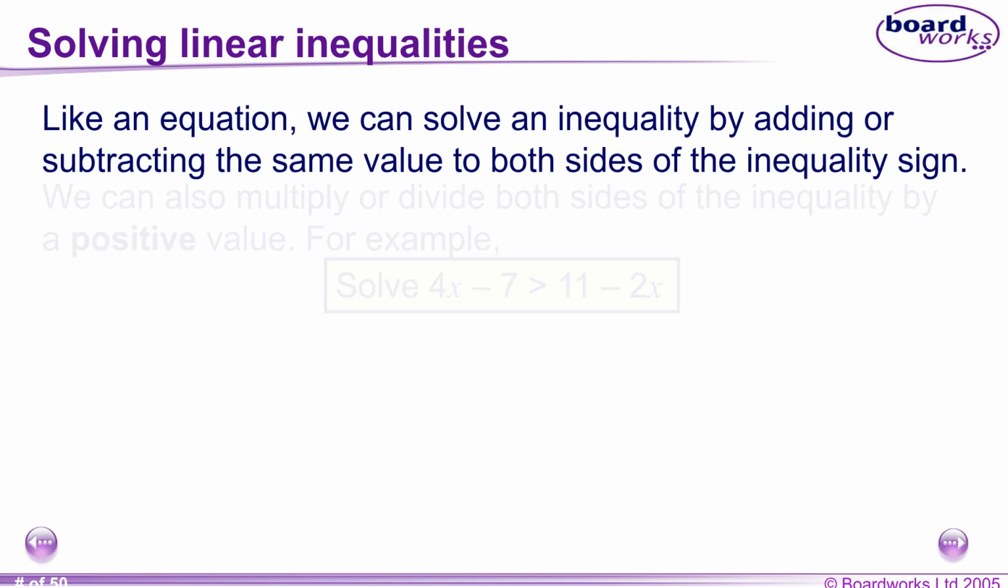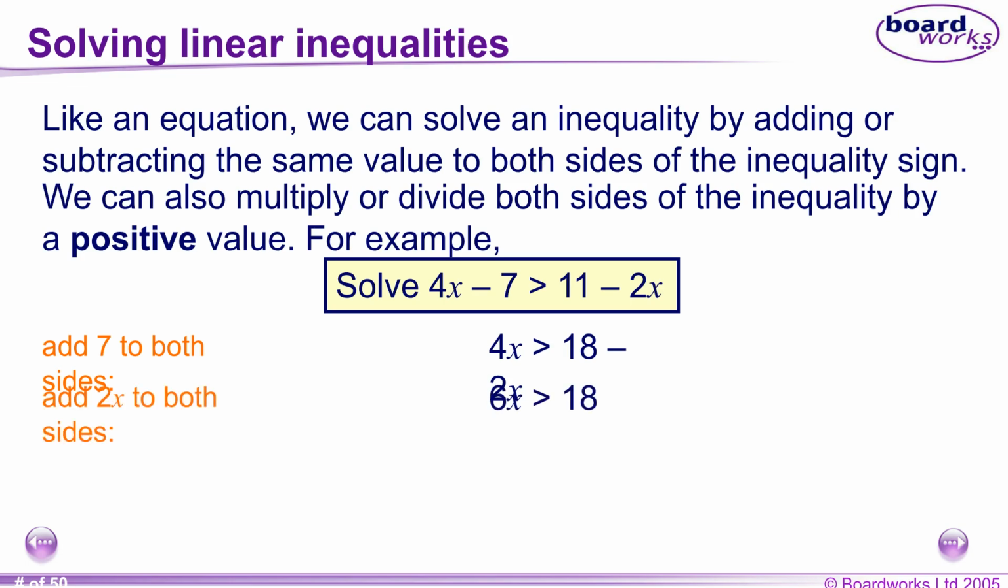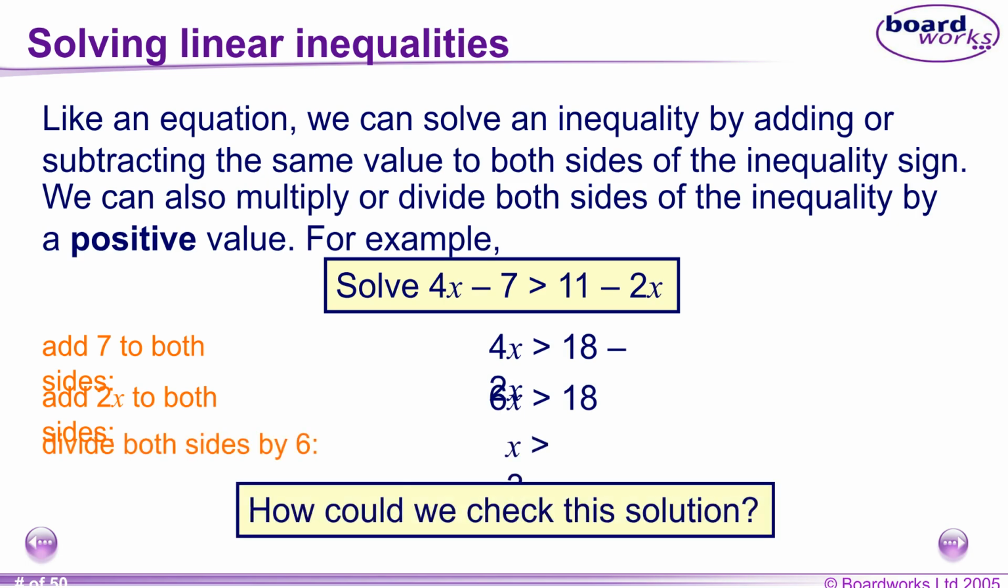For example, to solve for x, -7 is greater than 11 minus 2x, we add 7 to both sides, giving 4x is greater than 18 minus 2x. Then add 2x to both sides, giving 6x is greater than 18. Dividing both sides by 6 gives x is greater than 3.